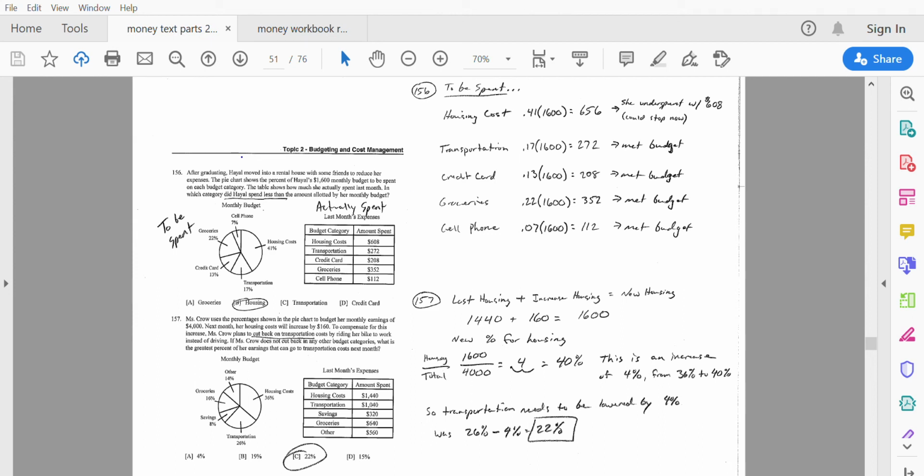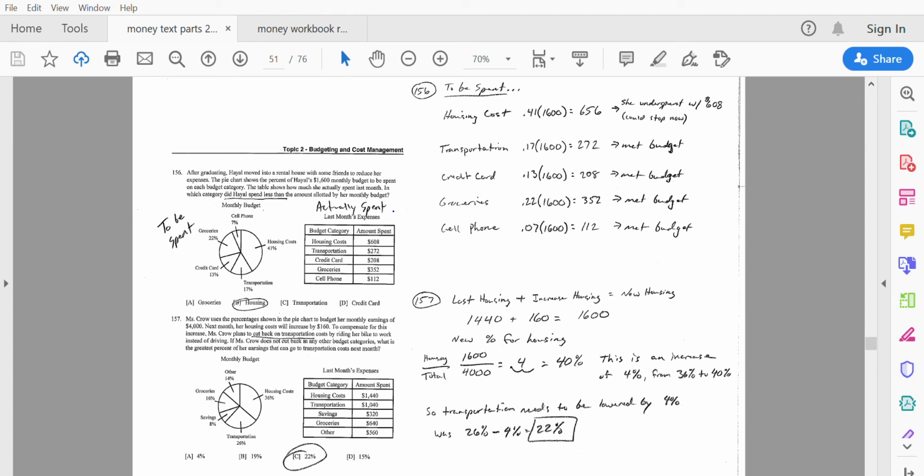All right, so 156. It says the pie chart shows their percent of the $1,600 monthly budget to be spent on each category. So just like all the problems we've looked at, the table shows how much she actually spent. So again, the table is actually spent. In which category did she spend less than the amount allotted?